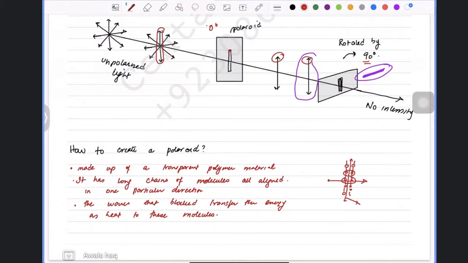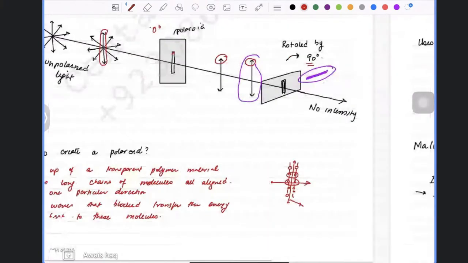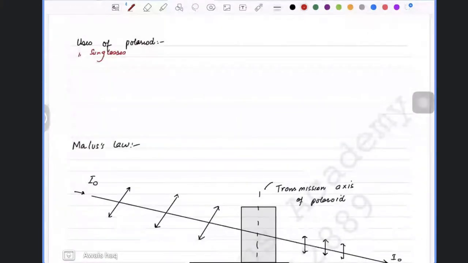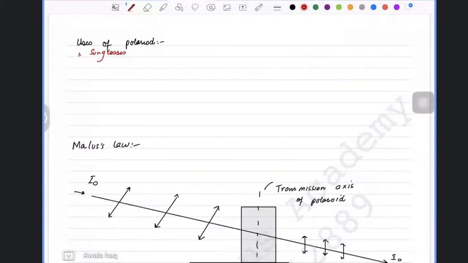Okay, so then we have certain uses of polaroid as well, like for example they're used in sunglasses, and obviously the real sunglasses are polaroids. They absorb vibrations, put less strain on your eyes, that's why you feel cooler. Then we also use them in cameras to take photos with less glare.